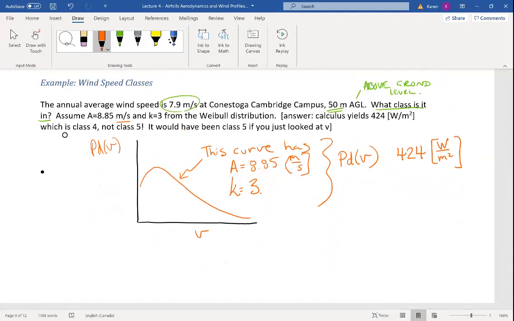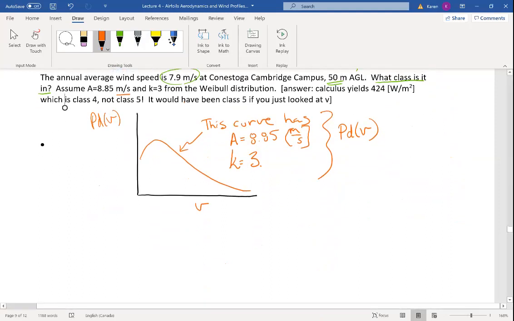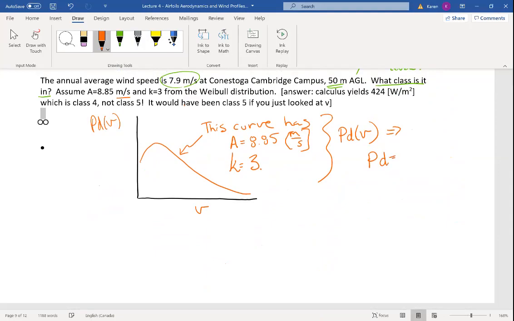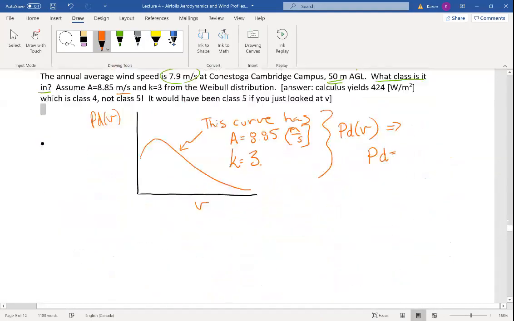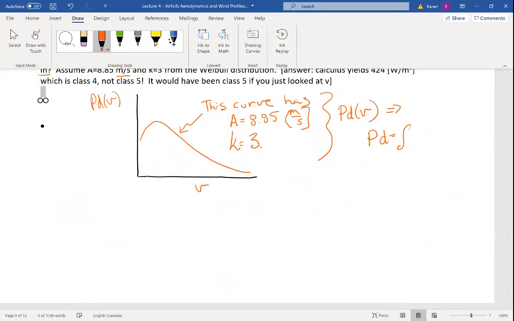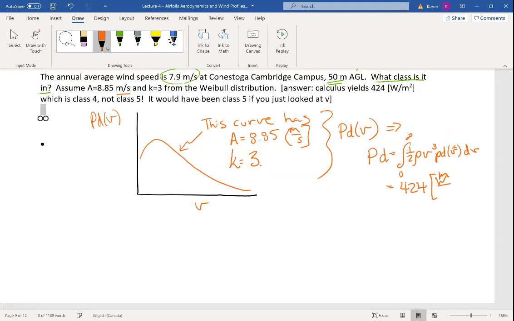I'm going to do the probability density function, and then I'm going to do power. Power density equals the integral from 0 to infinity of one half rho, times V cubed, times the probability density function of V, dV. And from that, I'm going to get 424 watts per meter squared.